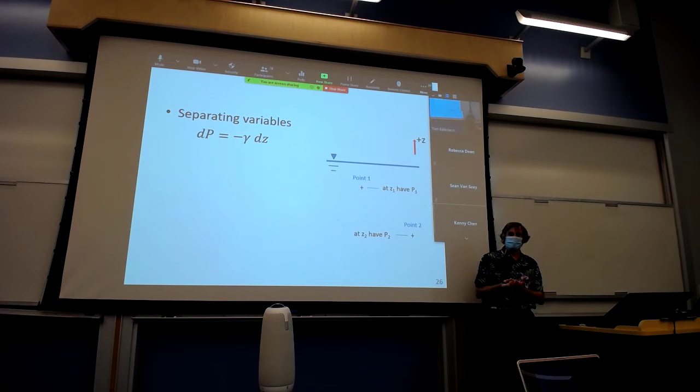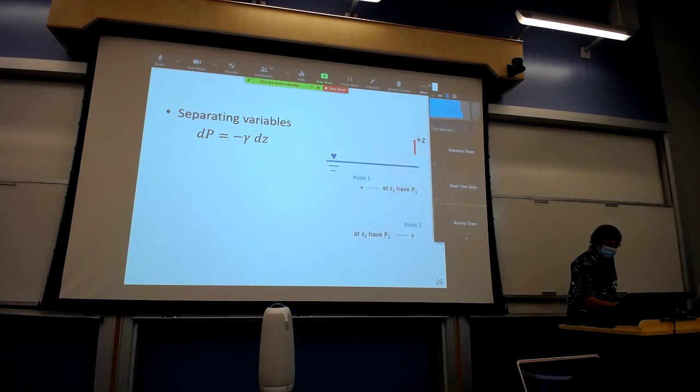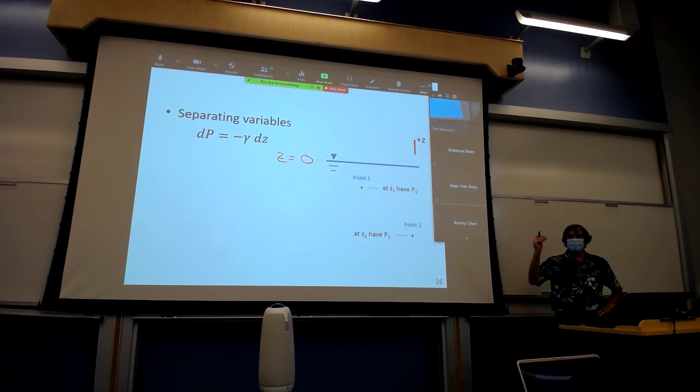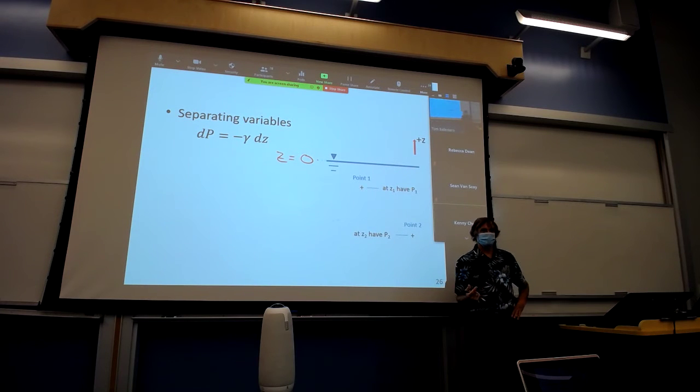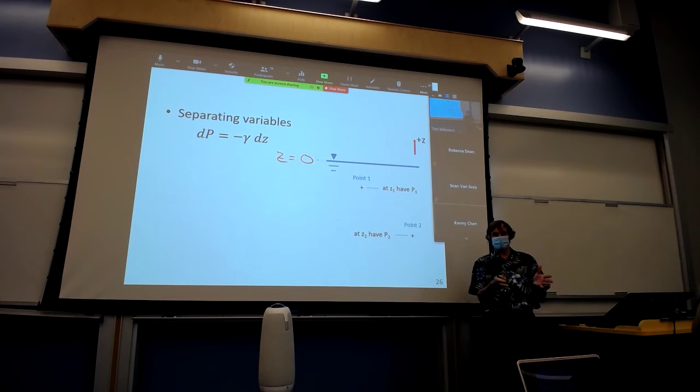In all of your problems for me, you will do that. So for example, you could say that at that interface, that's where I'm going to have my vertical coordinate axis datum. Z is equal to 0 what? 0 feet, 0 meters.